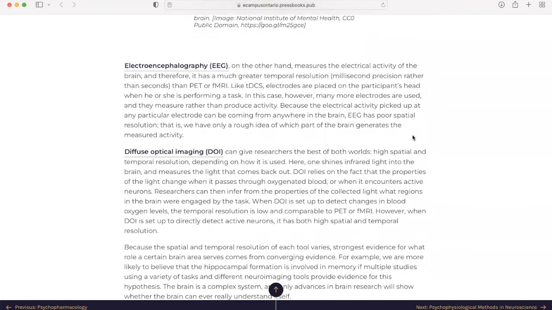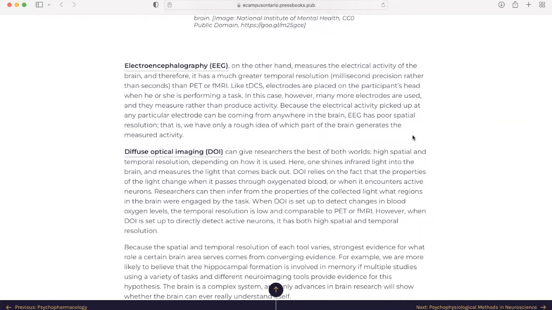And then the final one, in comparison, the DOI, the diffuse optical imaging, gives researchers the best of both worlds. Hey, let's just use that one, okay? High spatial and temporal resolution, depending on how it's used. Here, one shines infrared light into the brain and measures the light that comes back out. The DOI relies on the fact that the properties of light change when it passes through oxygenated blood or when it encounters active neurons.